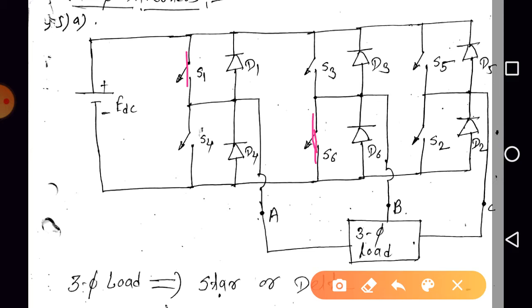So can we say that phase A of the load is connected through switch S1 to the positive plate of the EDC, and phase B of the load is connected through S6 to the negative plate of the EDC? And what about phase C? Phase C is neither connected to the positive plate nor the negative plate, because S5 and S2, both these switches, are in the off state. So very important, in the 120-degree conduction mode, during the first interval, phase C will be like an open circuit.